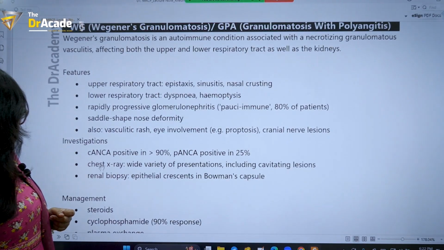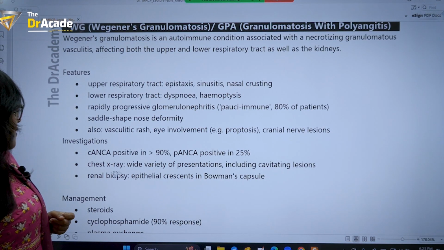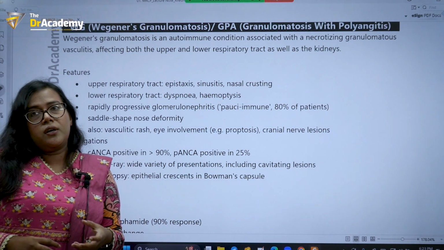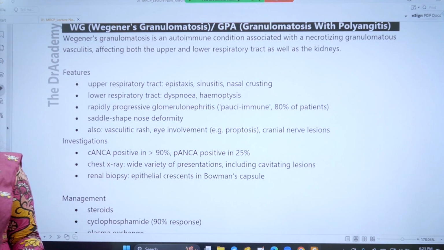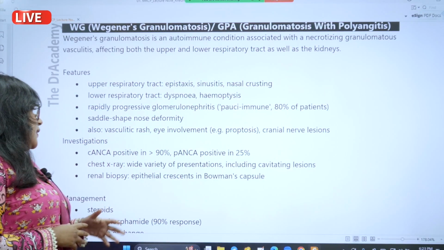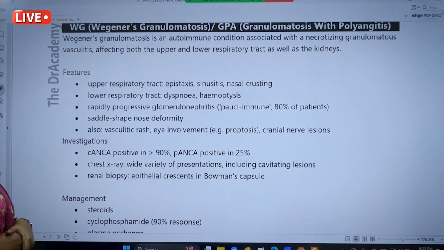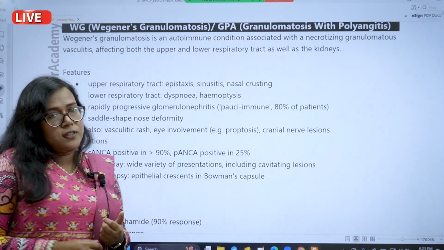So in this case, investigations show C-ANCA positive, and that is in more than 90% of cases. You can go for a chest x-ray. If the patient complains of hemoptysis, you can go for lung biopsy. If the patient complains of hematuria or proteinuria, in that case, you can go for a renal biopsy. And in this biopsy, most of the time cavitating lesions and necrotizing granulomas are seen.